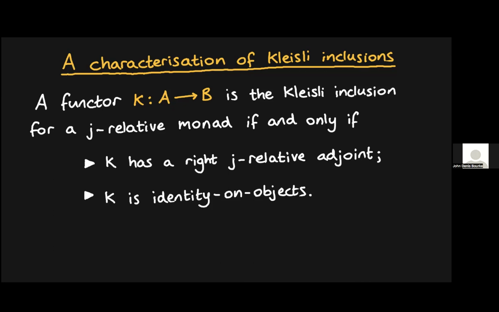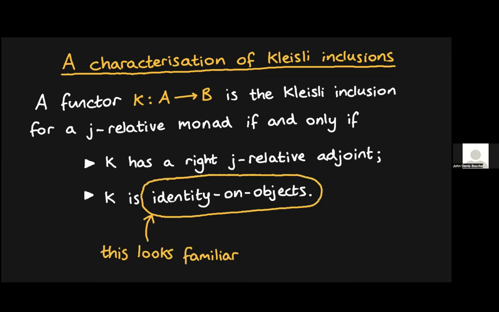When J is the identity, this reduces to a known folklore theorem about Kleisli inclusions. But this happens to be true also for relative adjunctions. And the part I want to draw your attention to is this identity on objects part, which looks familiar because we also saw this condition appearing in the definition of algebraic theory. So we're led to consider whether we can rephrase the first condition now in terms of something more familiar as well.